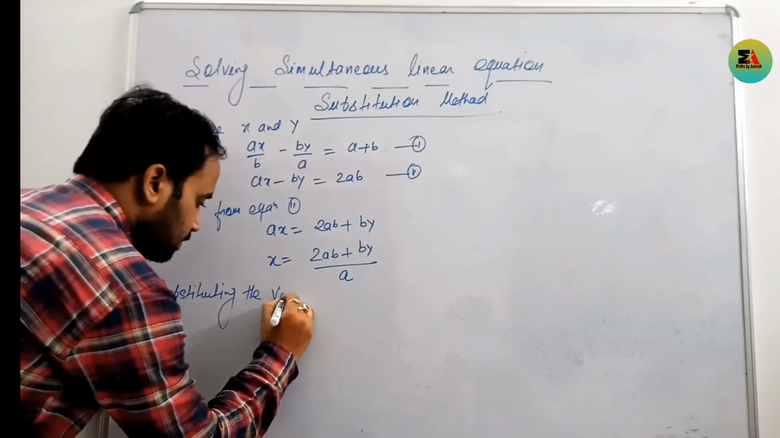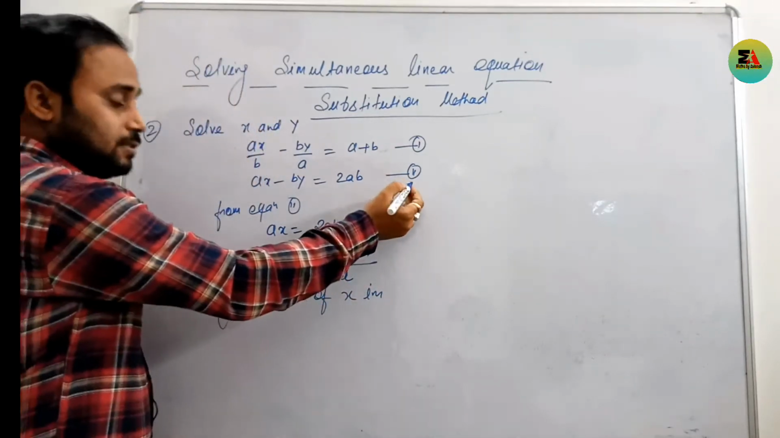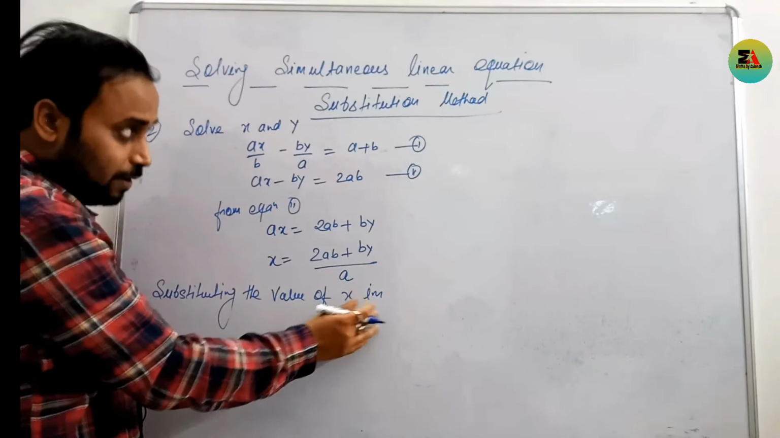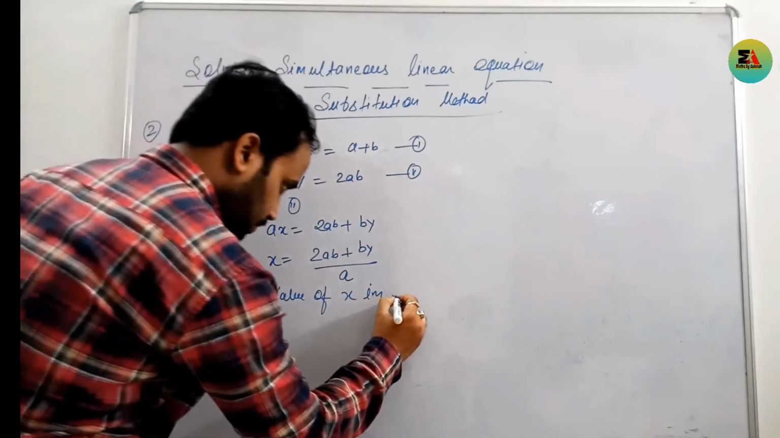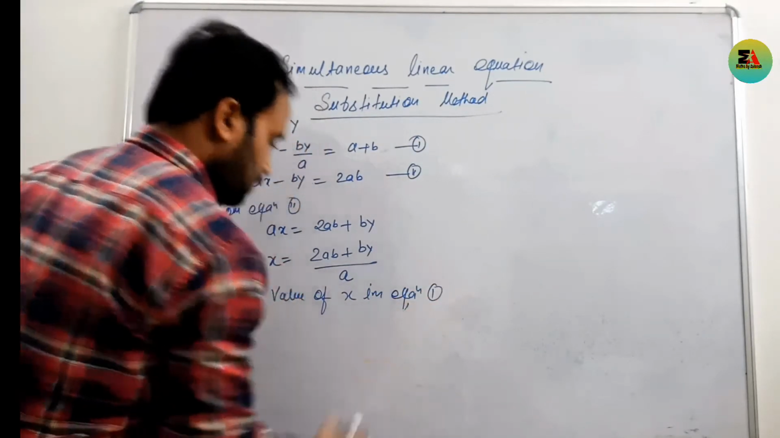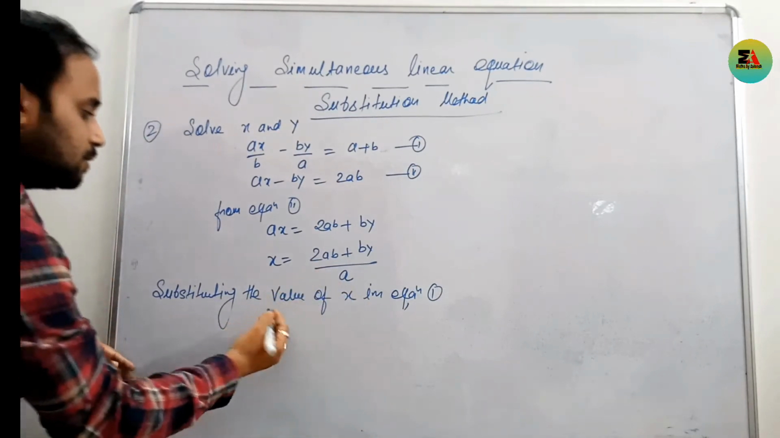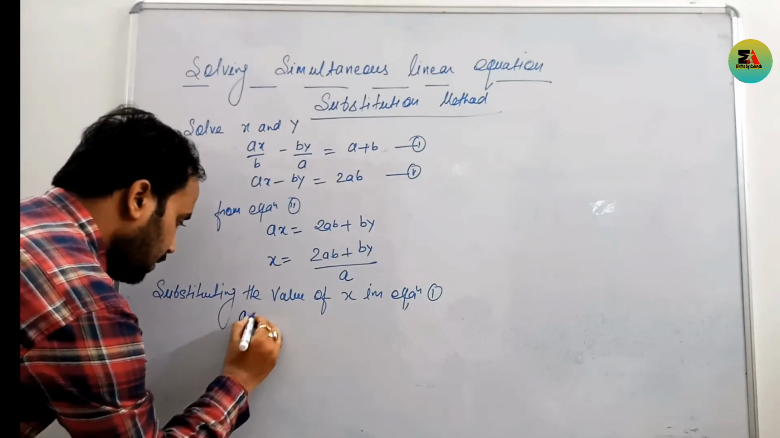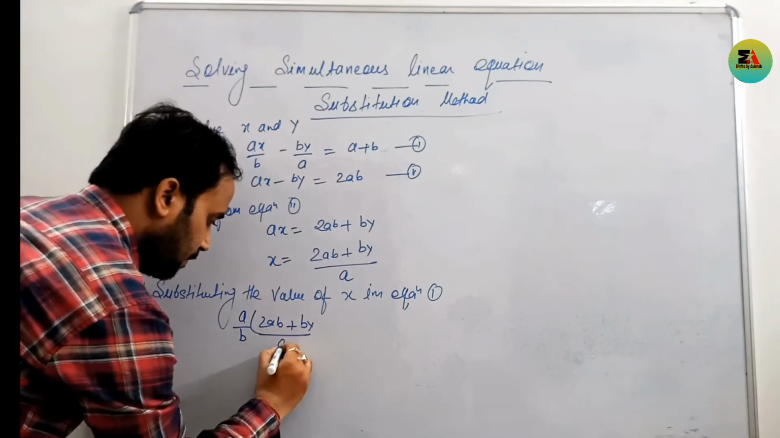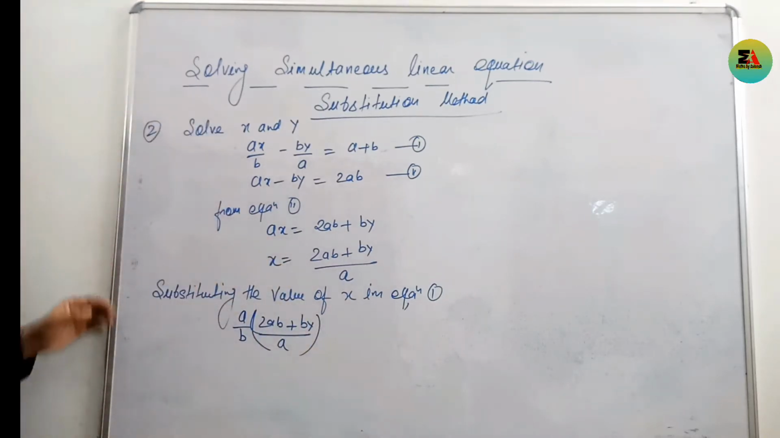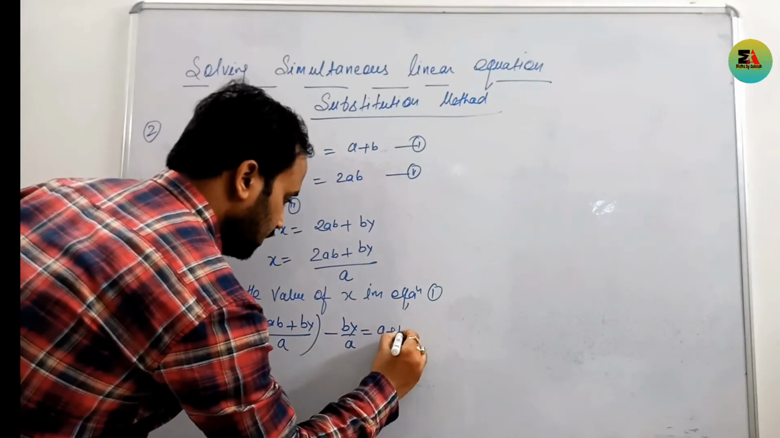Whichever equation we calculate the value from, we have to substitute it in the other equation. Since we calculated from equation 2, we substitute in equation first. Now see, in equation first it becomes a/b times the value of x, which is (2ab + by)/a, minus by/a, and copy all the terms exactly, equals a plus b.